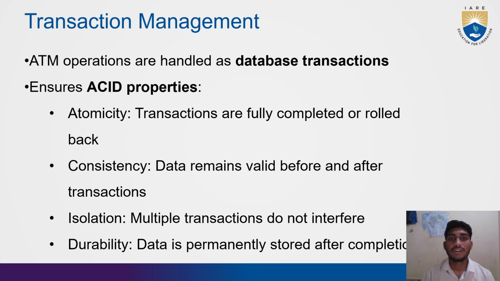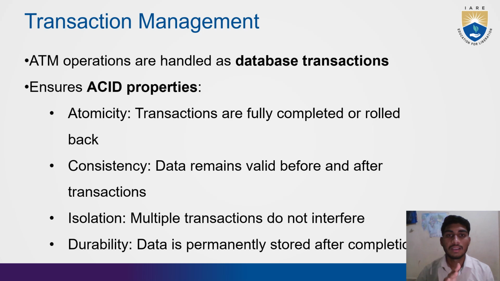Atomicity means transactions are fully completed or rolled back. Consistency means data remains valid before and after transactions; we can also say integrity. Isolation means multiple transactions do not interfere. For example, while we are doing one transaction, another transaction should not interfere, so that it does not lead to inconsistency of data. And durability means data is permanently stored after completion, which means the transaction will be stored permanently in the storage.